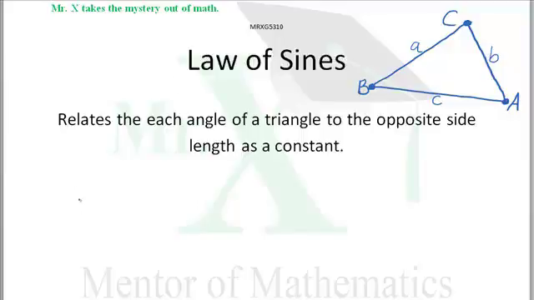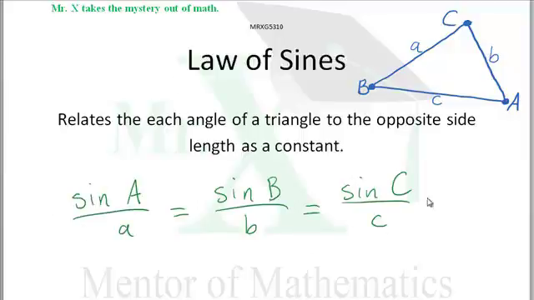Now here's the law of sines. Here it is, very straightforward. How easy is this? The sine of angle A divided by the length of side A is equal to the sine of angle B divided by the length of side B, and that's equal to the sine of angle C divided by the length of side C.